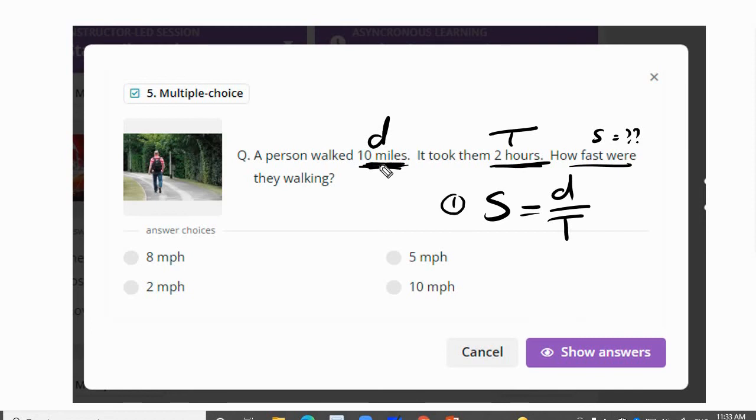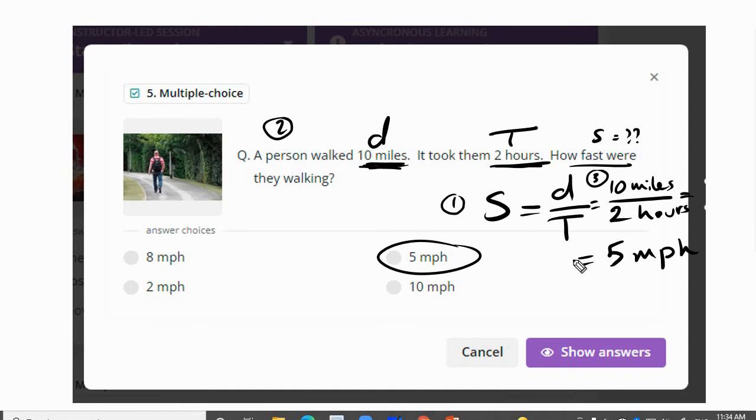You can write the formula first, and after that read the question and write above each number what it is, whether distance or time. The third step is to substitute. How much distance do we have here? We have 10 miles. And how many hours do we have? 2 hours. The fourth step is to divide. 10 over 2 equals 5 miles per hour. mph means miles per hour. This is the unit of speed. That is the right answer.